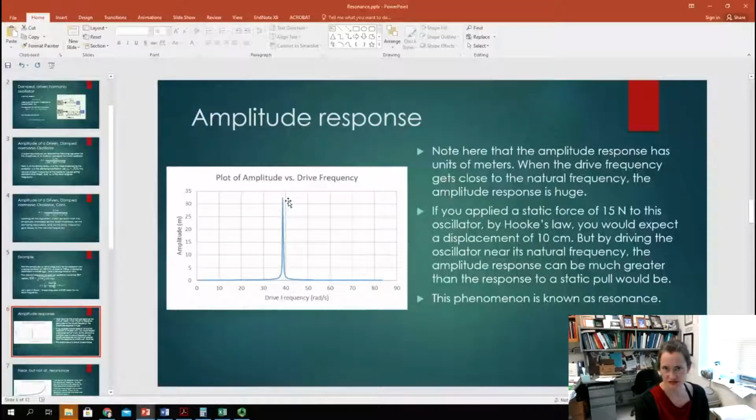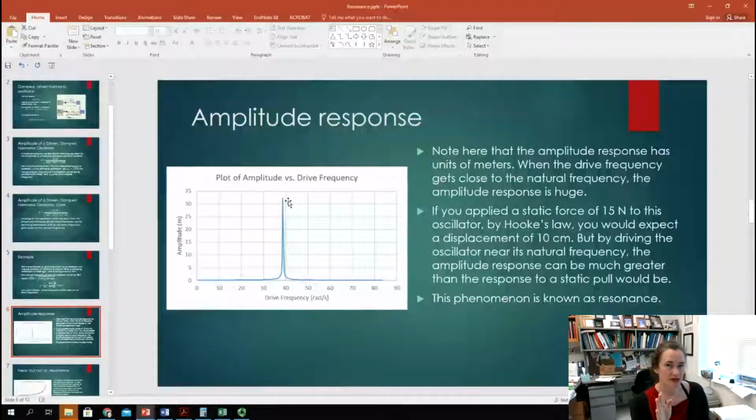Now let's think about that. That's actually huge for this system, because if you think about it, Hooke's law says that the magnitude of the force F is equal to kx, the spring constant times the displacement. So if I applied a static force of 15 newtons to this oscillator, which was my drive amplitude, with a spring constant of 150 newtons per meter, which is the spring constant of this system, by Hooke's law I would expect a displacement of 0.1 meters, or 10 centimeters, for a static force.